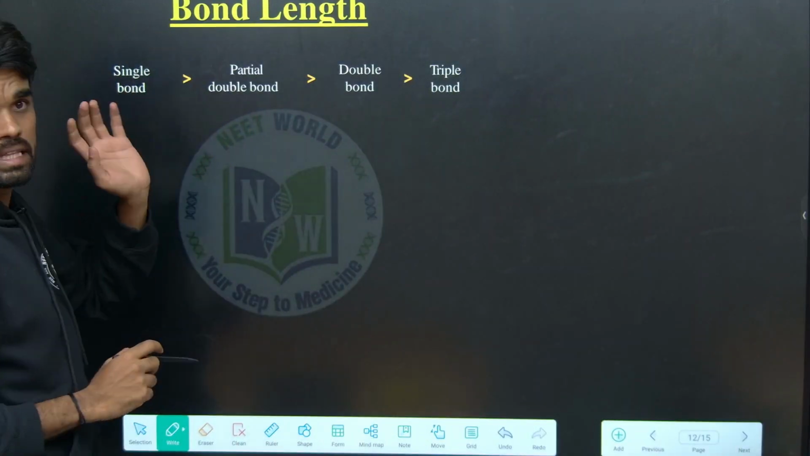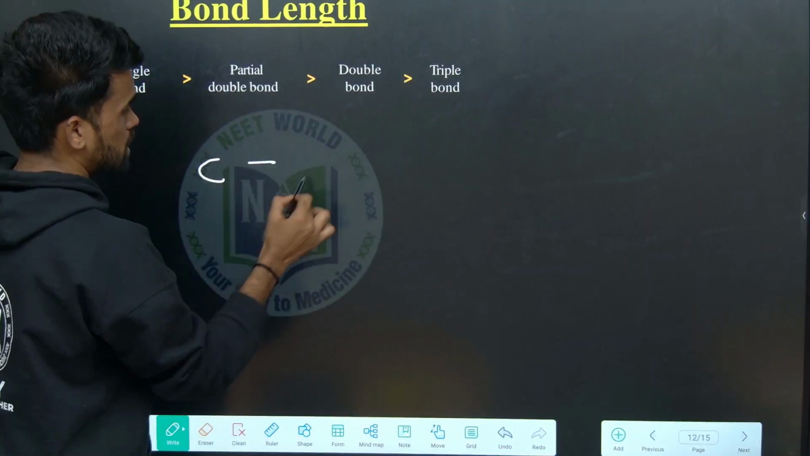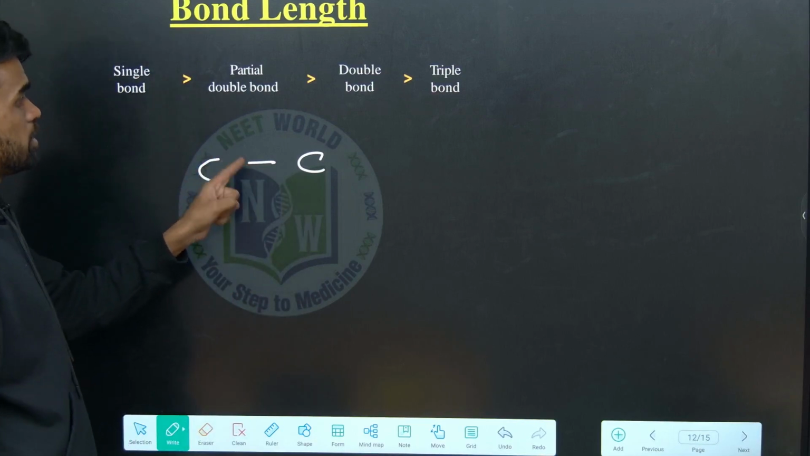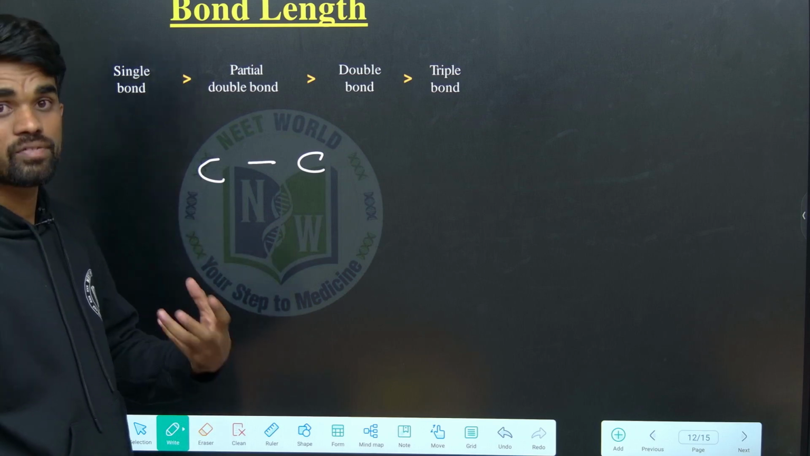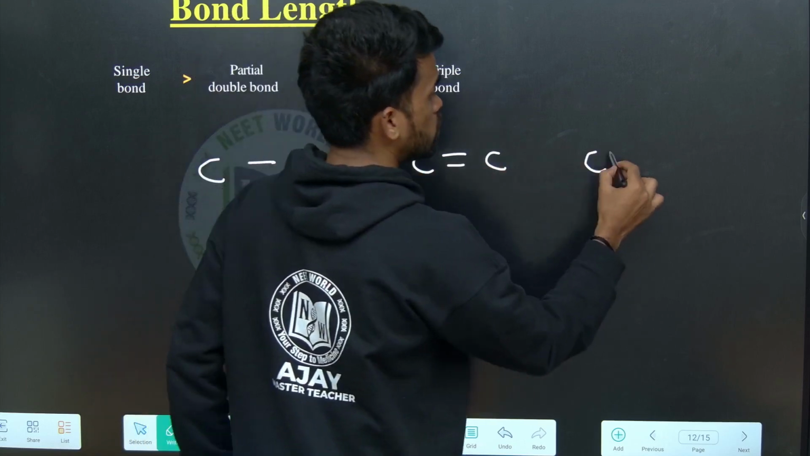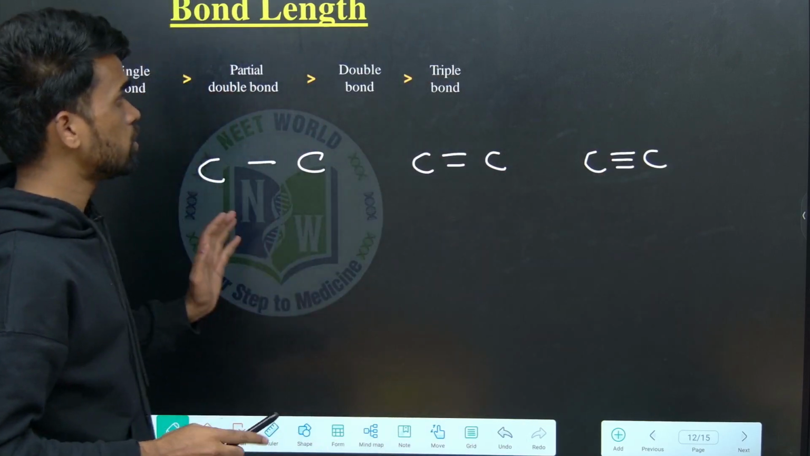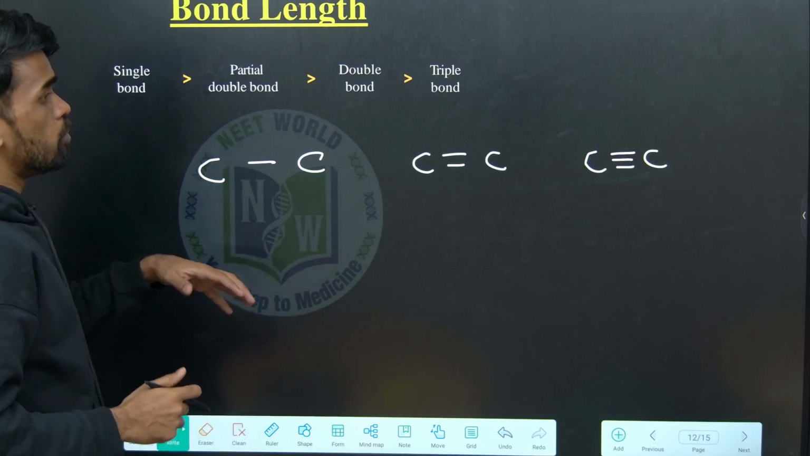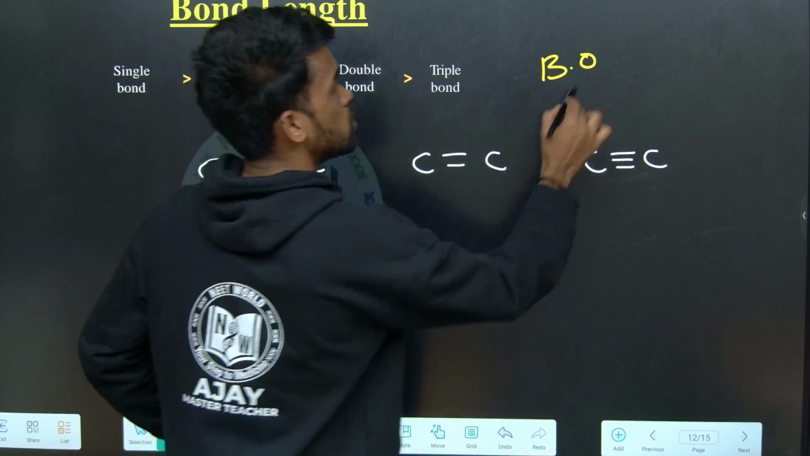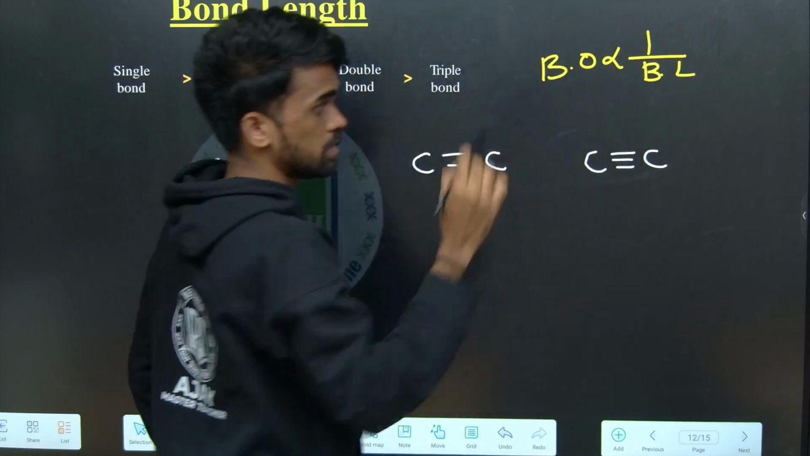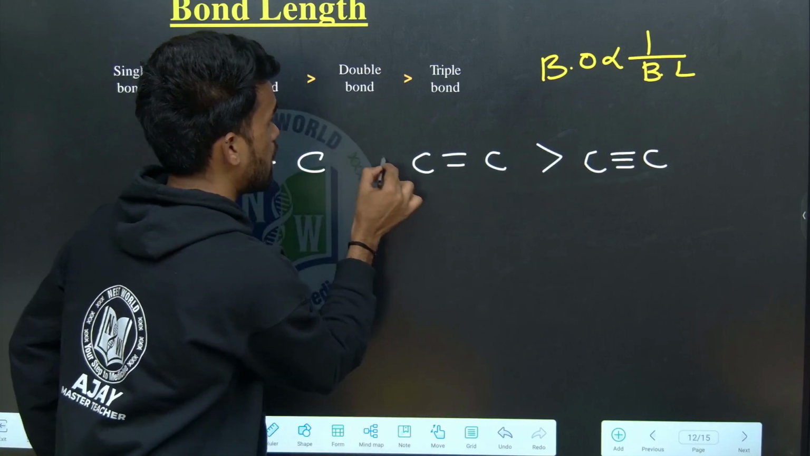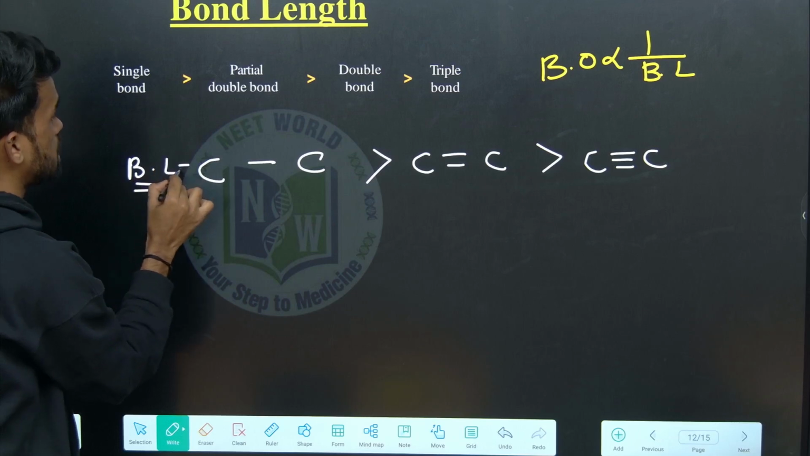Now, bond length. Generally in organic compounds we have carbon-carbon bonds more often. It may be a single bond or some partial double bond character, which we see in the benzene ring, and similarly we will be having double bonds and sometimes triple bonds also. Which bond length is more here? We know the more the bond order, meaning the number of bonds, the lesser the bond length. So bond order is inversely proportional to bond length. Bond order is 3 here, so it should have the least bond length. So the bond length order will be like this. I hope this is also clear to you.